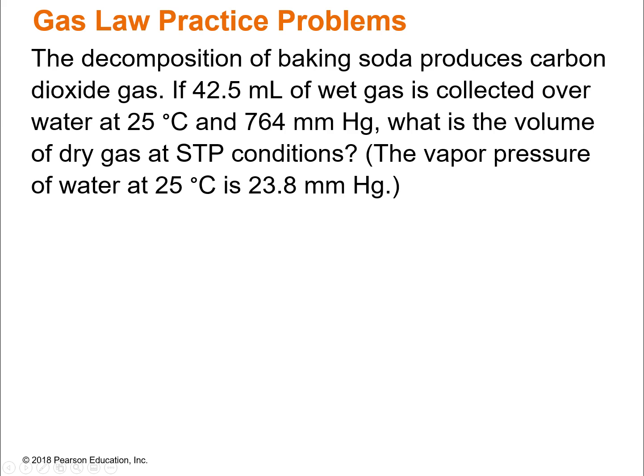There's going to be a couple of steps here. We talked about collecting gas over water, how that's called wet gas. Wet gas means that you've got water vapor plus whatever gas it is you're trying to collect. To figure out how much of your gas you have, you need to use Dalton's law of partial pressures. So that's going to be the first step in our plan.